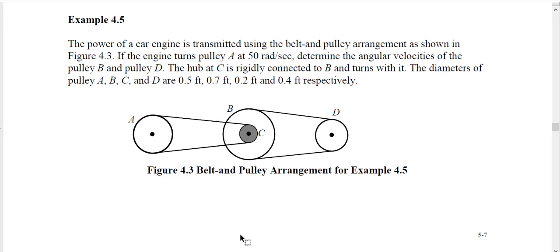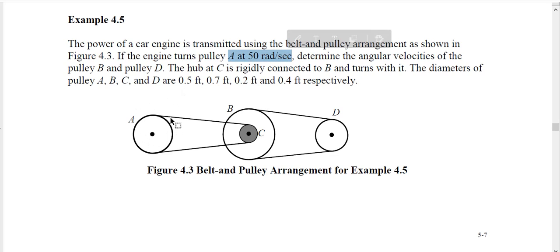We will see one more example on kinematics of rigid body. This time the example is shown here. It has four pulleys connected with belt. If I read the example, the power of a car engine is transmitted using the belt and pulley arrangement shown here. The engine turns pulley A at 50 radian per second.